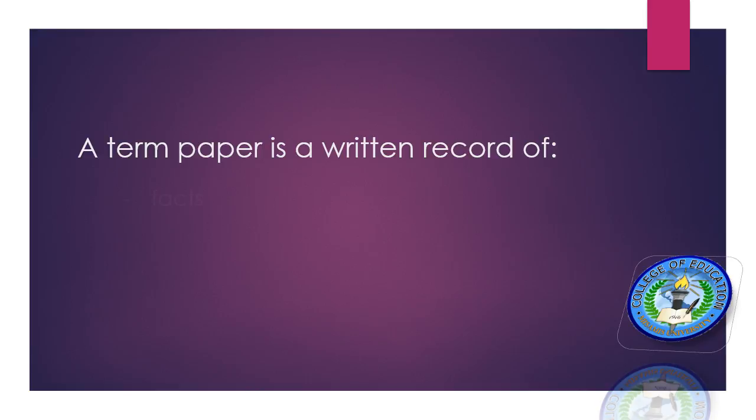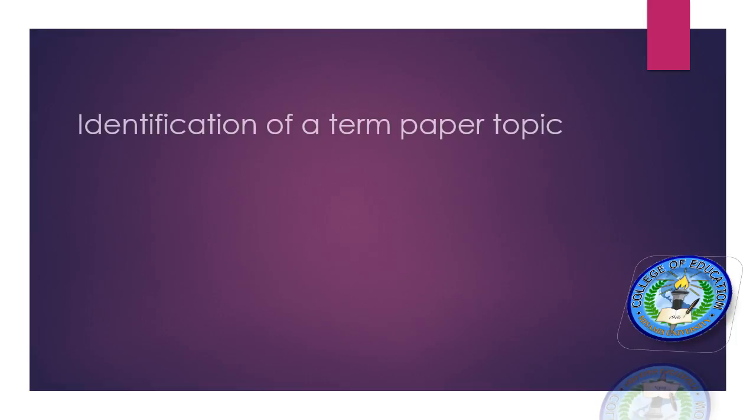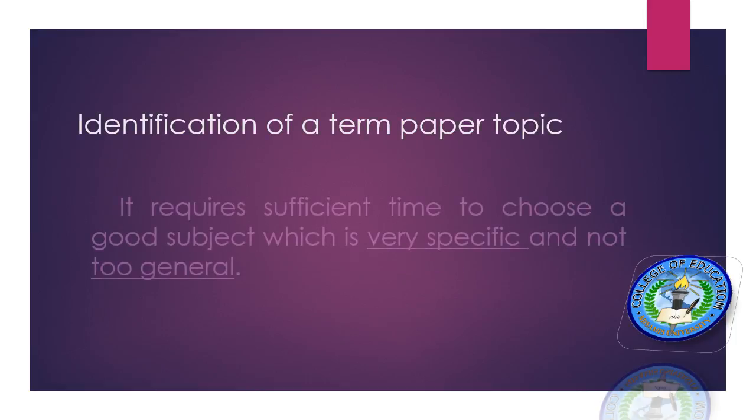Now, a term paper is a written record of facts, ideas, and principles learned in a course. So, the identification of a term paper topic. It requires sufficient time to choose a good subject which is very specific and not too general. When we say very specific, you should focus on a single field as much as possible or a single area. Let us say bullying in a divergent classroom or a multicultural classroom, and not too general.